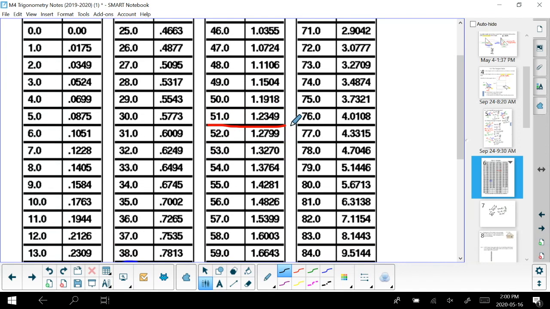And again, we don't use these charts anymore. They used to be found in the back of your math textbooks. Really, that's what your calculator is for now. But a cool bit of math knowledge for you.